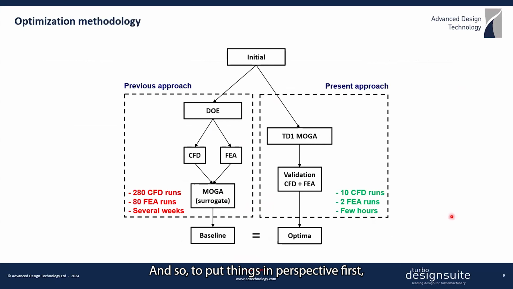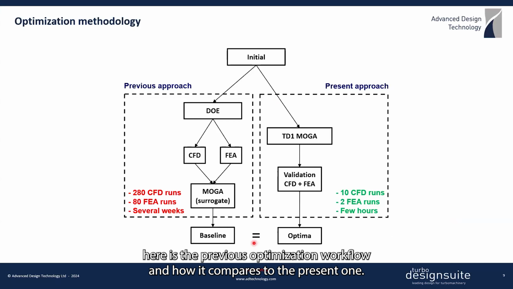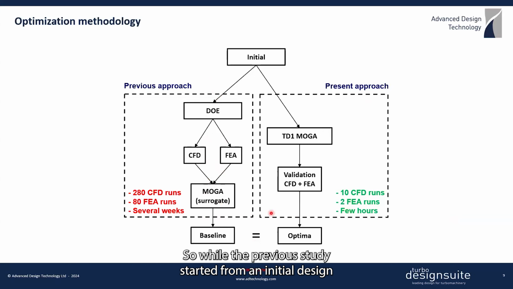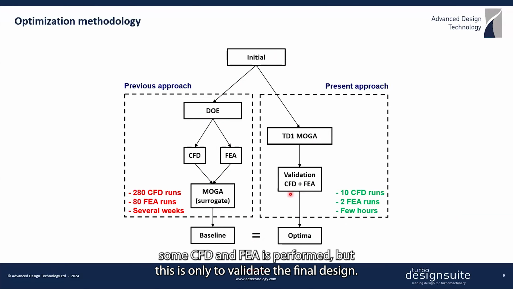And so to put things in perspective first, here is the previous optimization workflow and how it compares to the present one. So while the previous study started from an initial design and took several weeks to complete using multiple CFD and FEA runs and achieved an optimized design, which we are going to refer to as a baseline here, the present approach goes from the initial design straight to TD1 optimization, which is much quicker and still results in an equivalent performance to the baseline. And of course, some CFD and FEA is performed, but this is only to validate the final design.